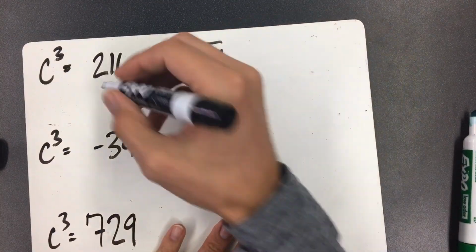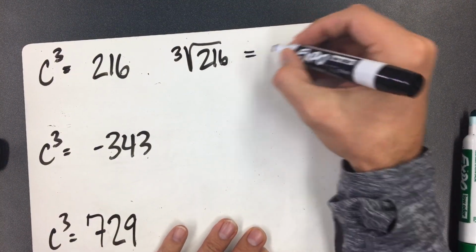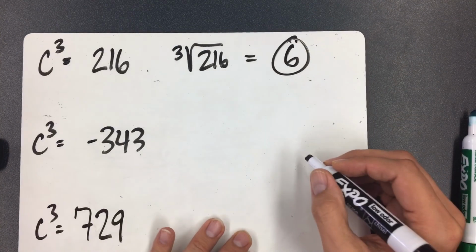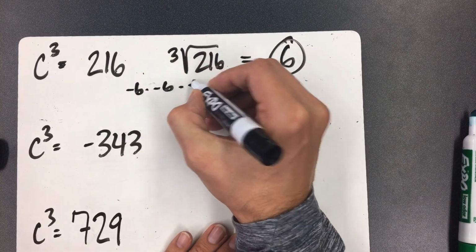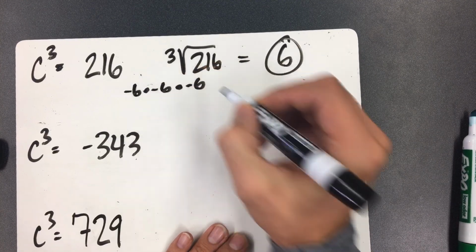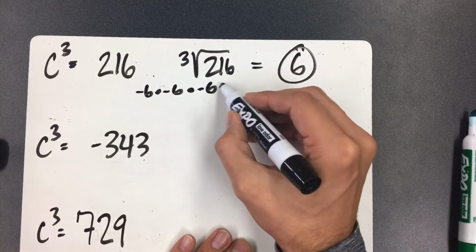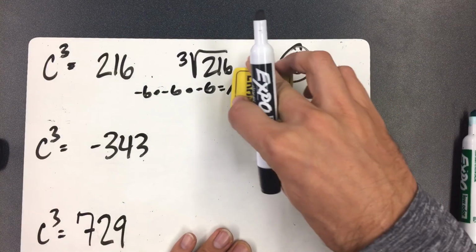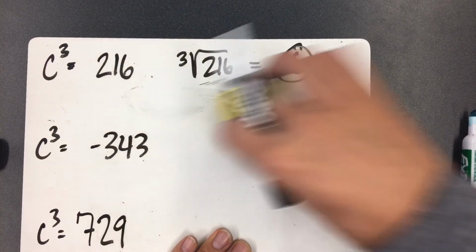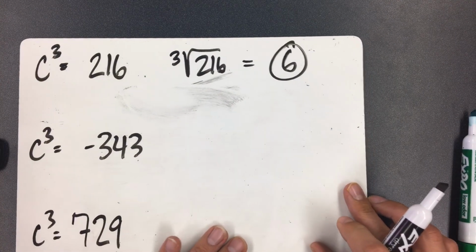Okay, do I need to put positive and negative on this one? No, you do not. Cube roots only have one answer. Negative 6 times negative 6 times negative 6 would actually equal negative 216, so this does not have the negative version. It's only the square roots that might have two answers.